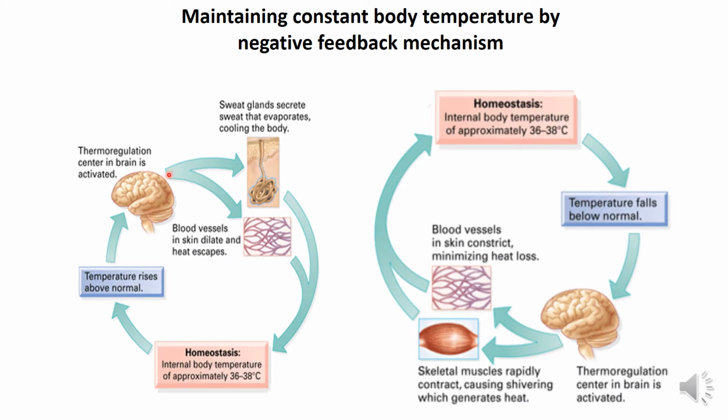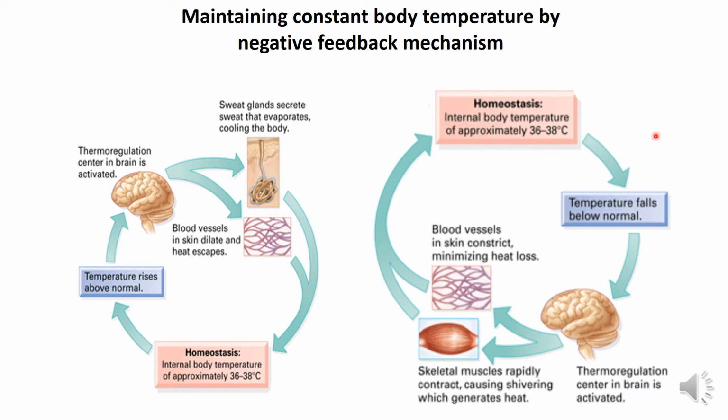And from the center, impulses will go to the effector. For instance, in this diagram, impulses go to the sweaty glands, increasing the sweating. And other impulses will go to the blood vessel in the skin, leading to dilatation of these blood vessels in the skin. Both the increase in sweating and vasodilatation of the blood vessel in the skin will lead to a decrease in the body temperature to normal. So once the body temperature returns to normal, this stimulation will be stopped. So this is an example of negative feedback mechanism.